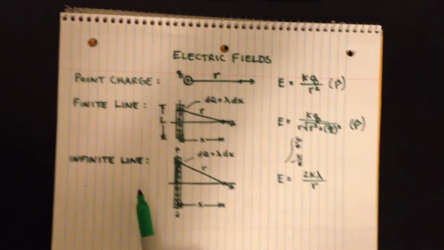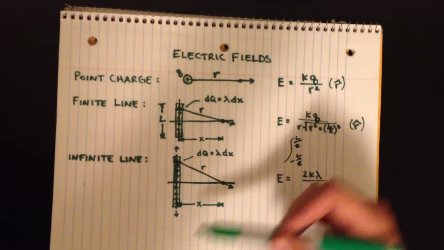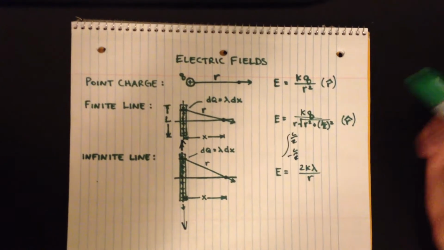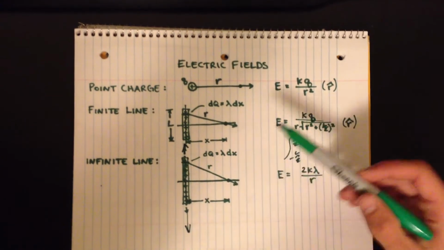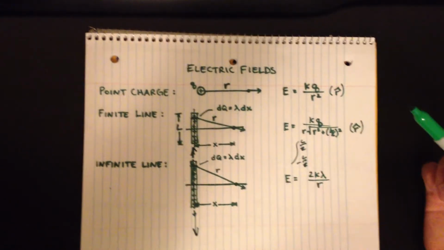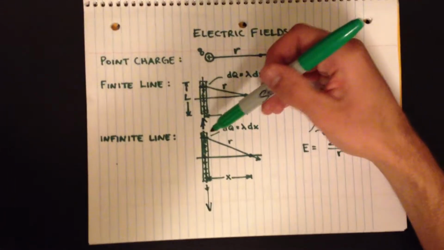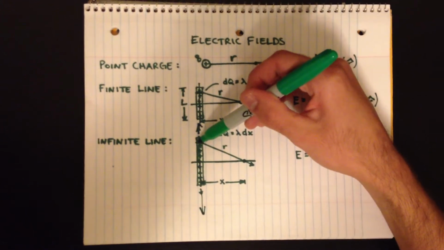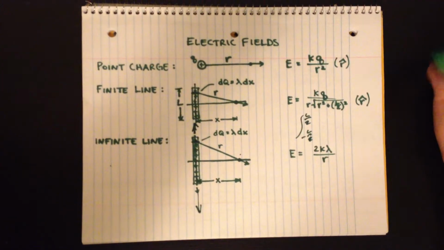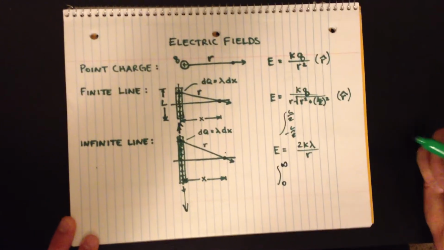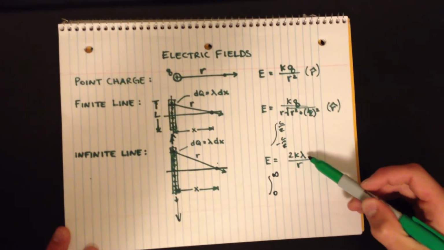Next we have the infinite line, and this is where you have a line of charge that's going to extend out in all directions, like this. Again, you're going to find a sliver of charge, which is dq equals lambda dx. That's a distance x away from the line, and this distance r is from your small slice to your reference point. This time your limits of integration are going to be 0 to infinity, and you're going to come out with the equation 2k lambda over r.